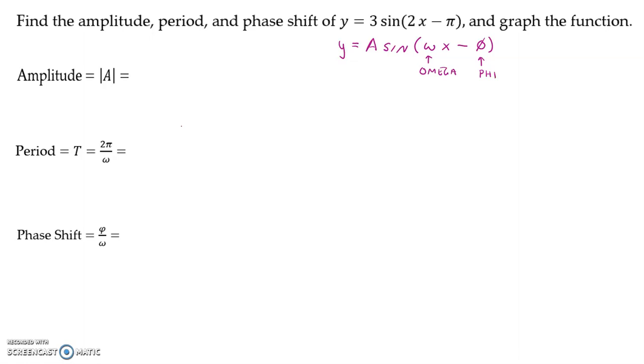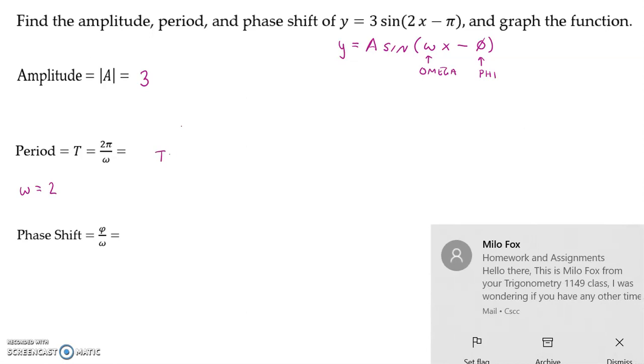Okay. And let's go ahead and take a look at some of these components that we can match up. Our A value, or our amplitude in this case, is going to be 3. Our omega value is the number 2. And so we can use that value when we come to find the period for this problem. Remember that our formula for period is 2 pi over our omega value.